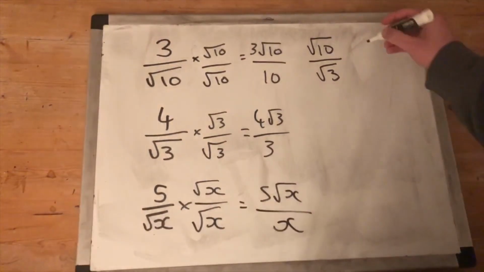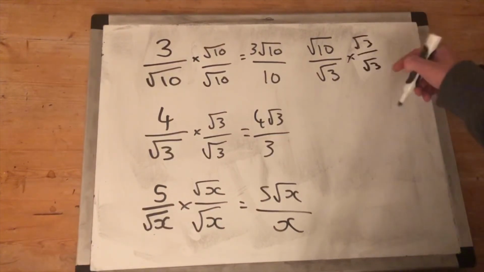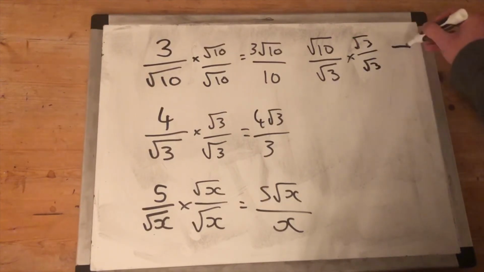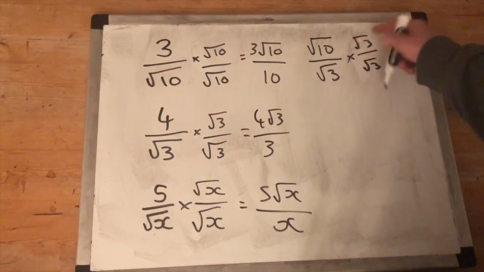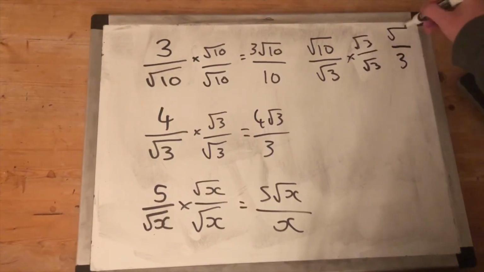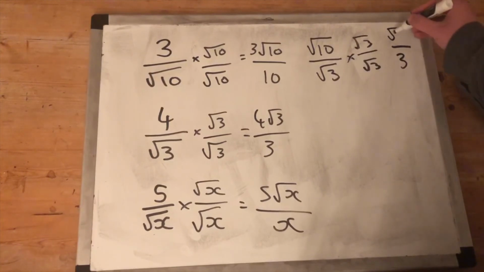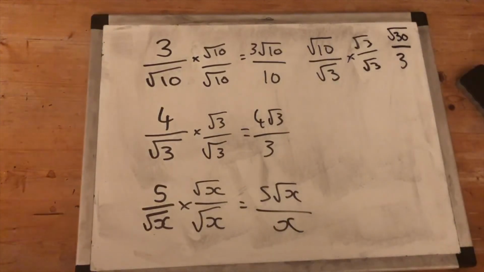Root 10 over root 3, well, it's going to be times root 3 over root 3. Root 3 times root 3, we know it's just going to be 3. Root 10 times root 3, well, it's going to be root 10 times 3, and 10 times 3 is 30. So root 30 over 3. So that is how we rationalise denominators.